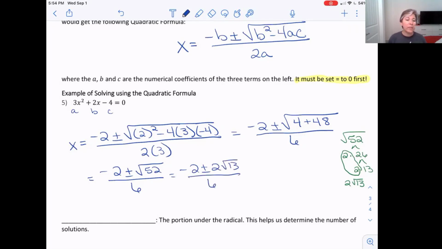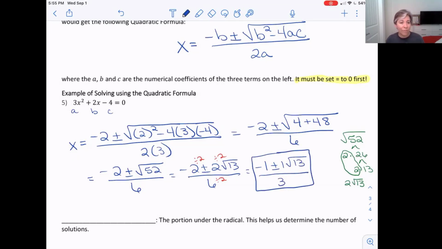It's at this point that we can reduce, but everybody has to get divided by the same value. In other words, we have a 2 plus or minus a 2 over a 6. All three of those outside values can be divided by 2. So divide this guy by 2, divide this guy by 2, divide this guy by 2. We can't divide the square root of 13. It's a radical. So that's going to give us a -1 plus or minus, you can write that 1 in front of the square root of 13, but you don't have to, all over 3. So that would be our final answer.